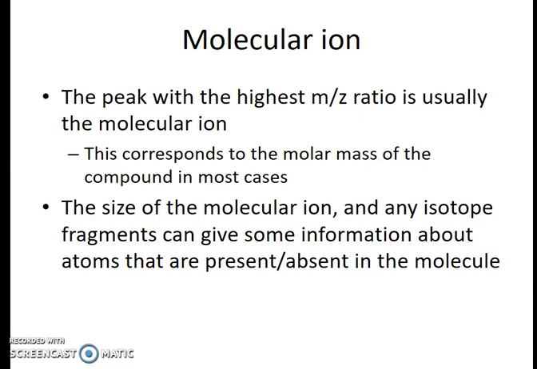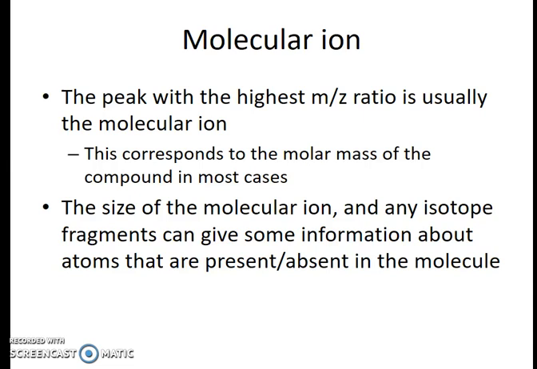Now, sometimes that molecular ion peak can be very small. That's the only risk with looking for the molecular ion. Sometimes you can also see little shadow peaks on the right of that molecular ion peak, and those are due to isotopes of carbon and hydrogen. I'll talk more about those later.